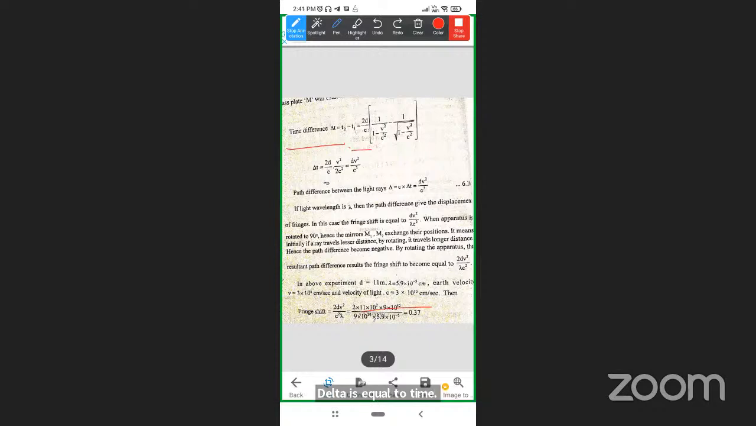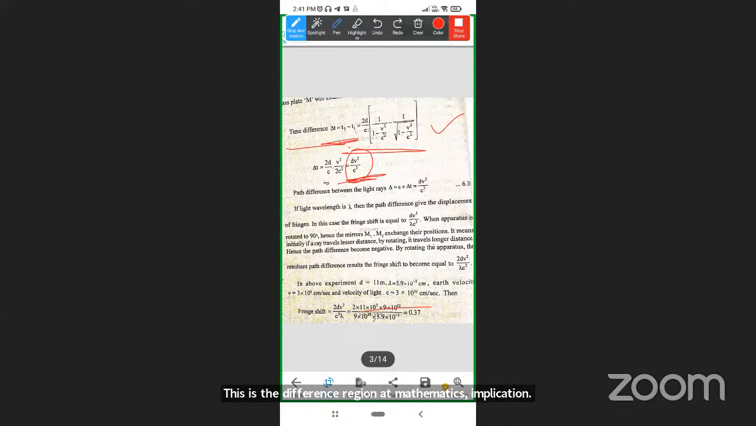So after simplification, we get the value of del T equal to d v square by c cube. If you simplify this T2 minus T1, the time difference, we get d v square by c cube.